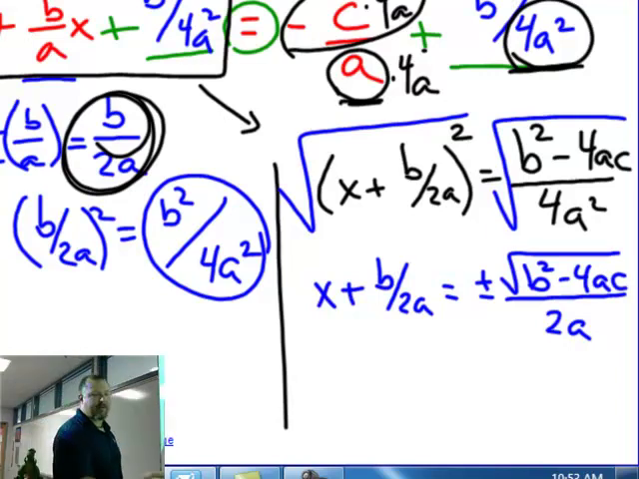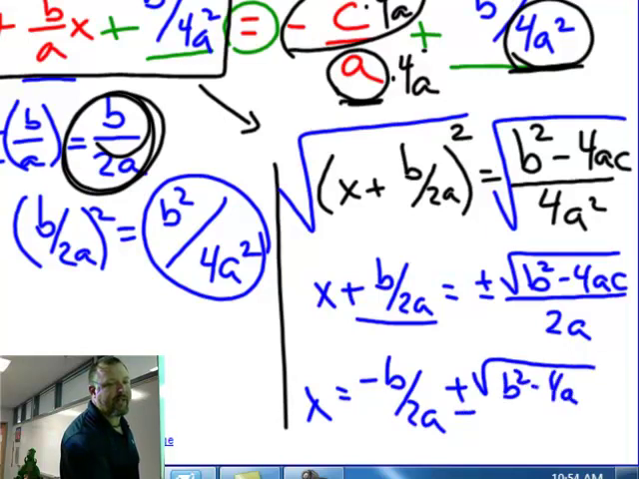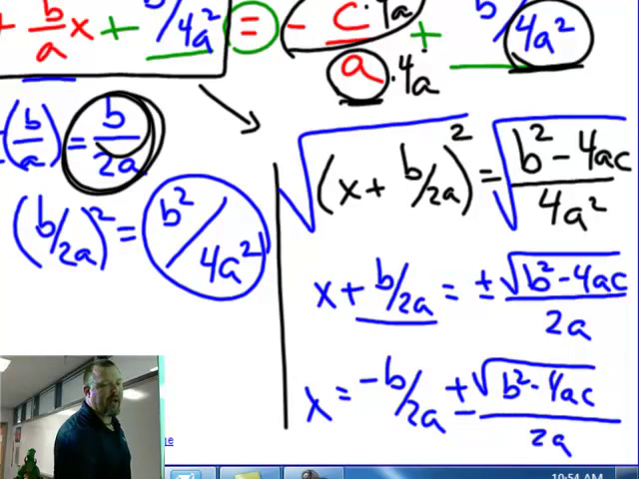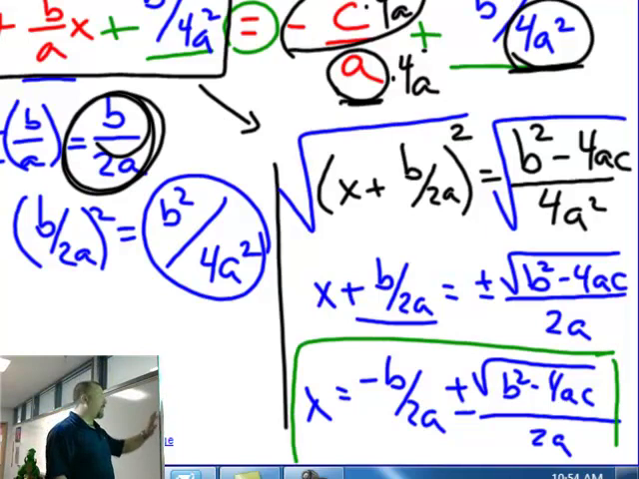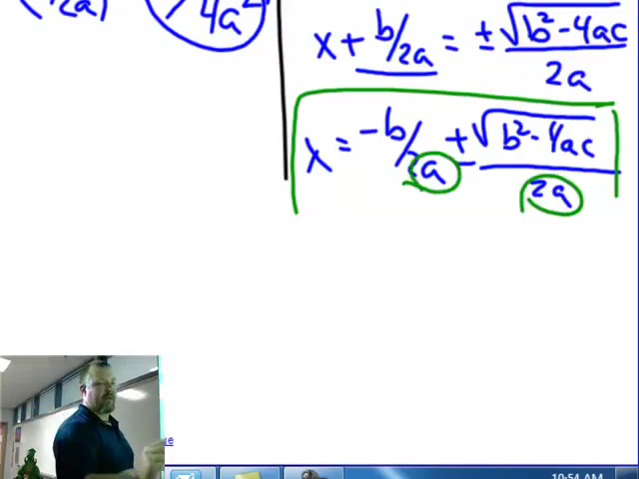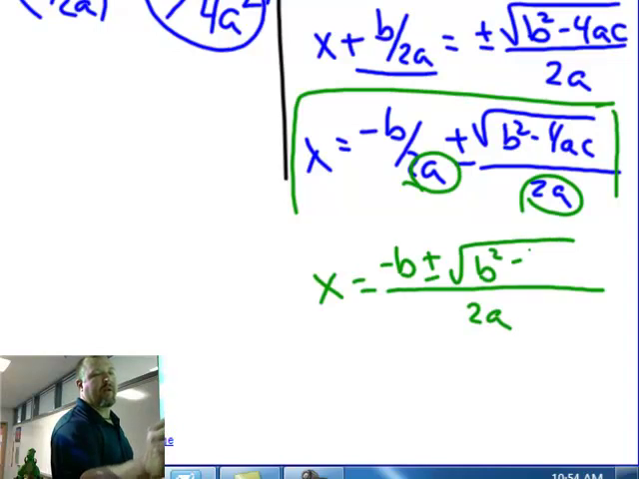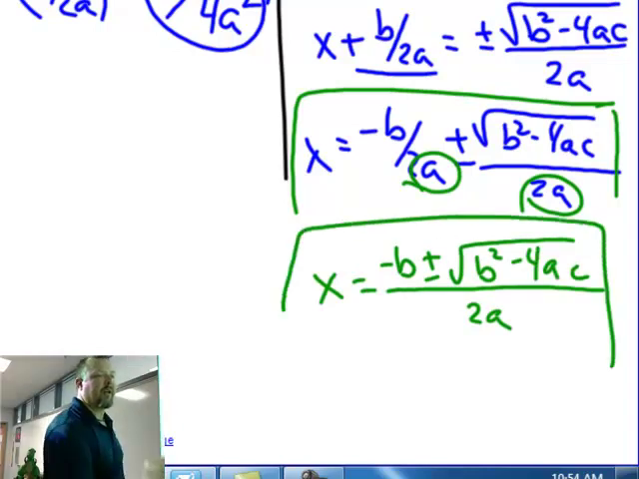And then to solve for x, I'm simply going to move the b over 2a to the other side by subtracting it, and I'm going to end up with negative b over 2a plus or minus the square root of b squared minus 4ac all over 2a. And lo and behold, that should look very familiar to all of you. That is what we call the quadratic formula. All you'd have to do is notice that they both have the same denominator. So we can put the entire thing over 2a, and we end up with a wonderful result using completing the square.